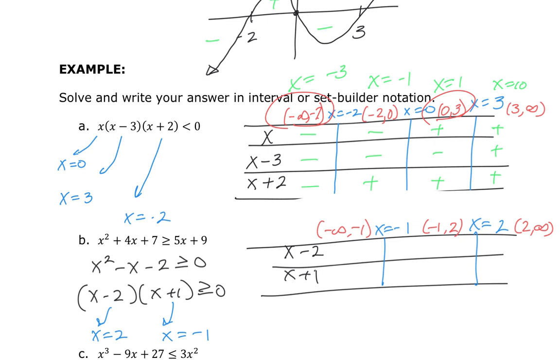So I'm going to choose a number on this region. I'm going to choose x is equal to negative 4. If I put a negative 4 here, it'll be negative, and this will also be negative. So negative, negative multiplied together is positive, so we are above.